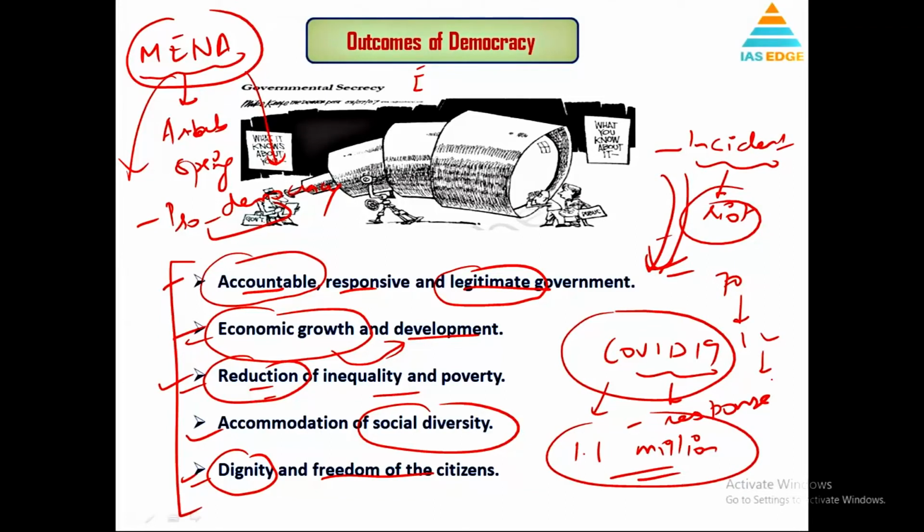There is more inequality in those countries than in India. So there also they are trying to find a way out. Again, whether the government is transparent or not. Today, COVID data is coming every day.